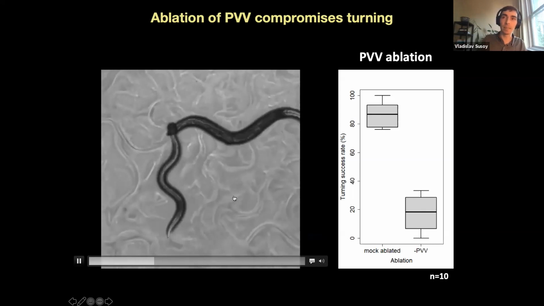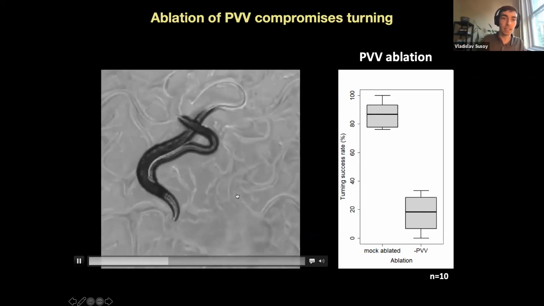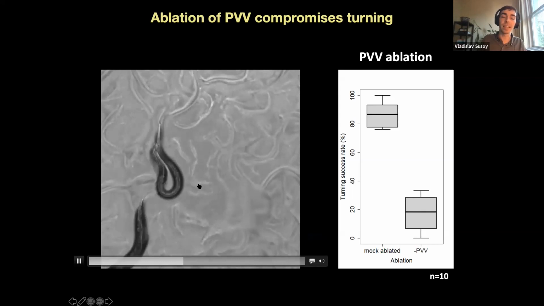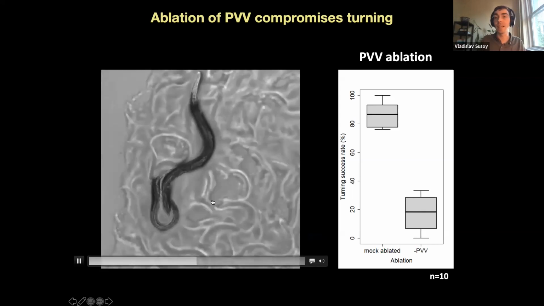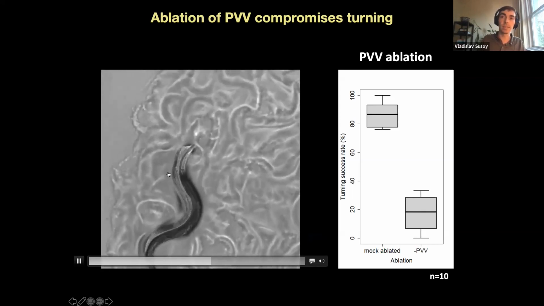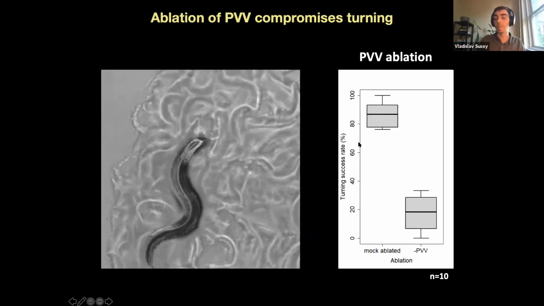And what happens here is that PVV is an interneuron which collects information from the sensory rays, and then it executes the decision to make a turn.